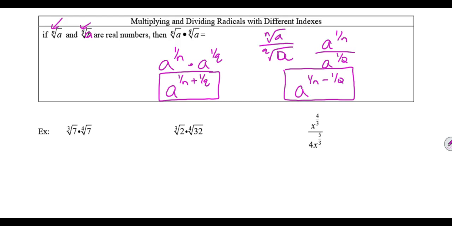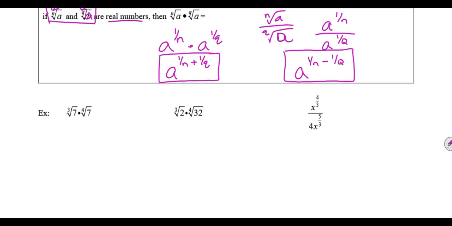Now, the key here is that these have to be real to begin with. If the radical is not real, then you cannot switch it to a rational exponent. These all rely on the radicals being real first before you switch them into rational exponents. And so it gets a little tricky when you see some problems that you think you should be able to do, but remember, always check to make sure they're real first. That's the number one rule to apply first. All right, let's look at some examples.